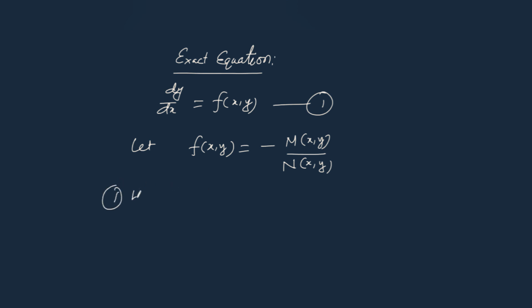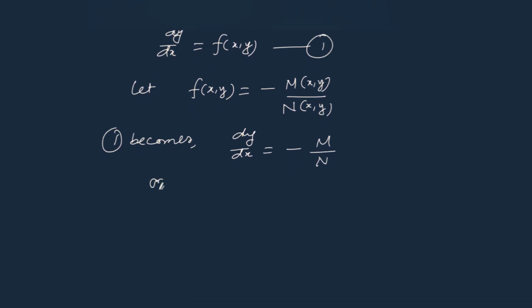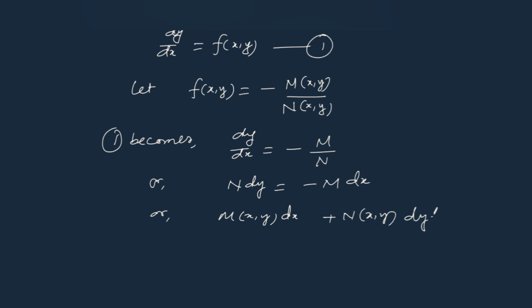So (1) becomes dy/dx equals negative M upon N, or N dy equals negative M dx, or M dx plus N dy equals 0.